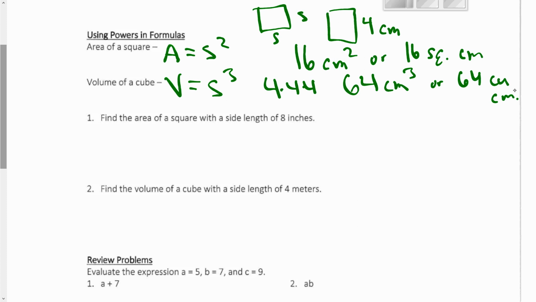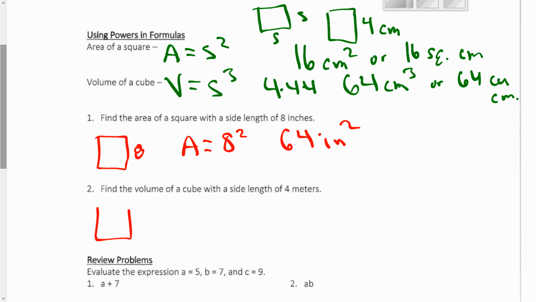So if you look at number 1, it says find the area of a square with a side length of 8 inches. So we'll have a square, pretend that's a square. It's got 8 inches as side length. So we'll plug that into our formula. We'll get area equals 8 squared. So that's going to be 64 inches squared. Then it says the volume of a cube has a side length of 4 meters. I actually already kind of did this one. We would plug in 4 cubed. That's going to give us 64. And in this case, we have meters cubed. Again, you have to have the units, and have it squared or cubed depending on what type of equation it is.